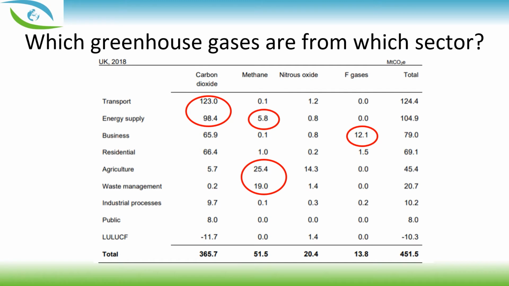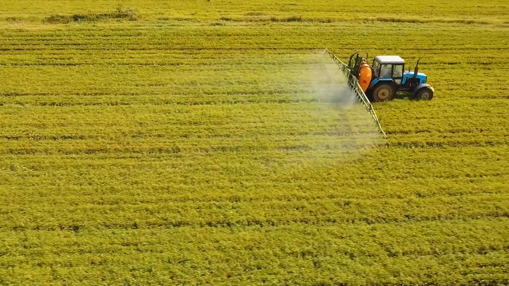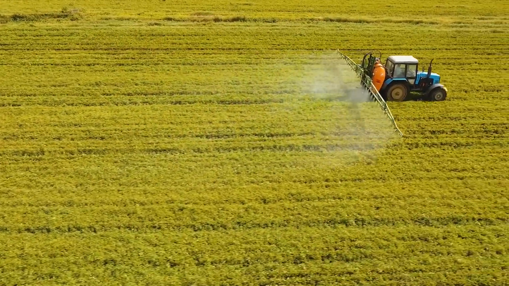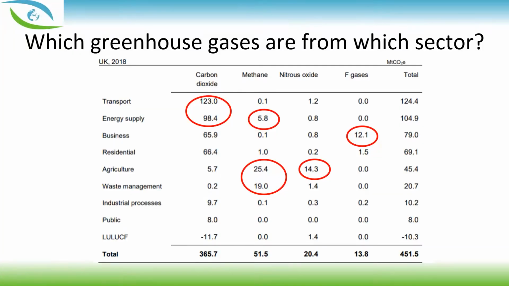Businesses are the main contributor for fluorinated gases, often through the refrigeration and cold chain. Agriculture and waste management are the main producers of methane, accounting for nearly 90% of the total UK emissions, whereas nitrous oxide, around 75%, comes from agriculture. Therefore, each sector needs a sector-specific plan to reduce their contributions.